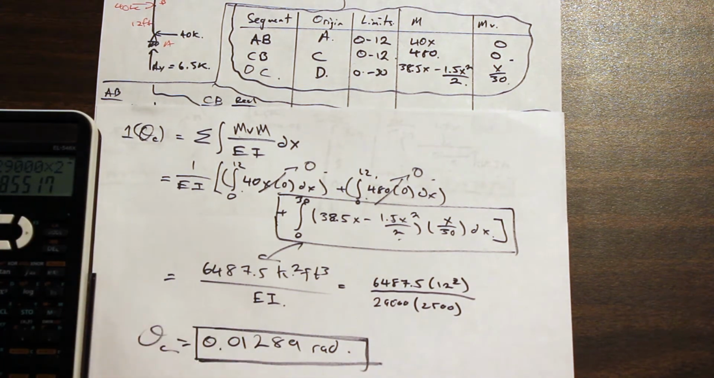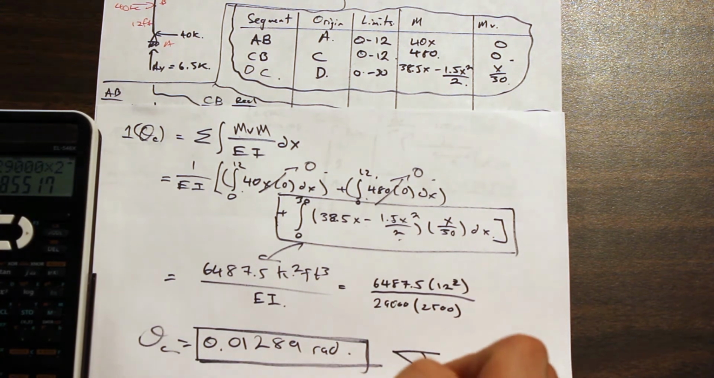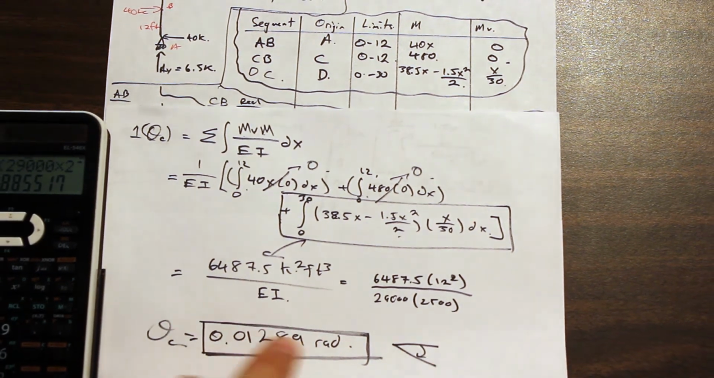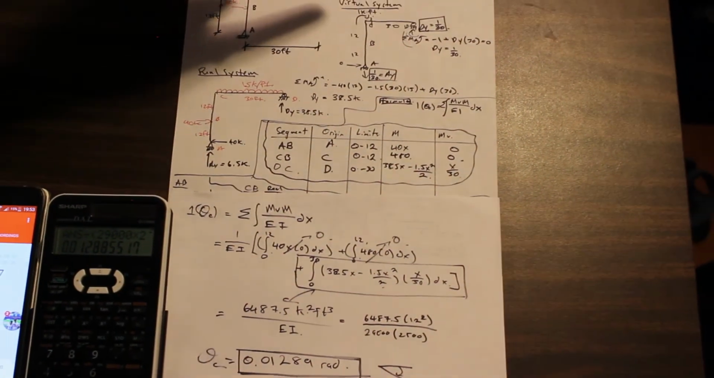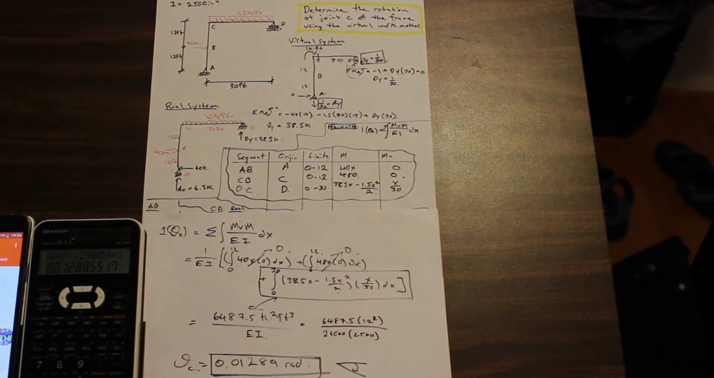Let's specify the direction. We don't want to make a mistake with that. Very good. So what that means is it's clockwise. The answer that you get here, if it's positive or negative, corresponds to the virtual system that you assumed here. So that's just a sign convention. Cool. So that's the rotation at C.